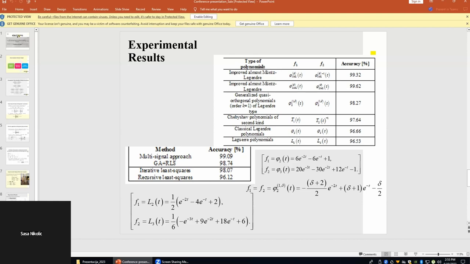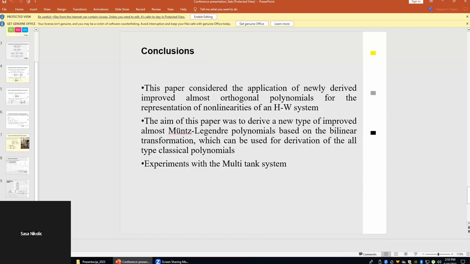The advantage of the proposed method in this paper compared to the others is that the implementation of the Hammerstein model with almost orthogonal polynomials requires much less complex mathematical background and mathematical tools. Now, some conclusions or remarks.